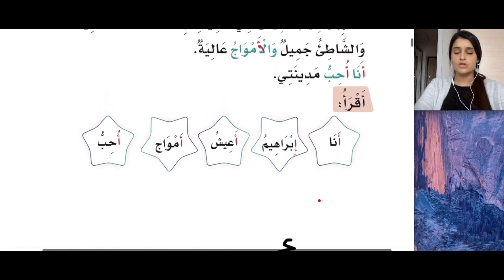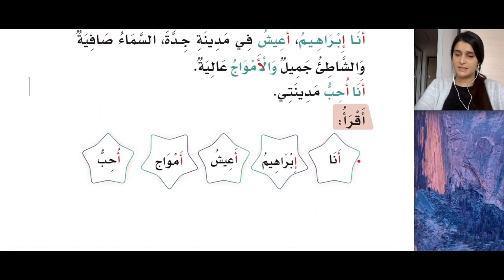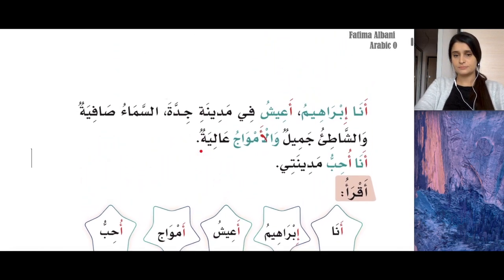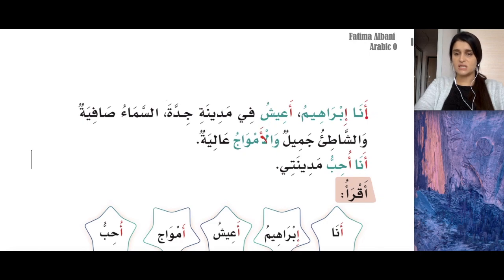And now I want you to stop the video and try to read these words and then turn it on again, because I'm going to read these words. أنا, it means me. Ibrahim, it is a name. أعيش, I live. أمواج, waves. أحب, I love. So the text was أنا إبراهيم أعيش في مدينة جدة.